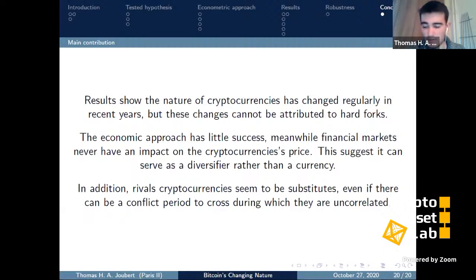The economic hypothesis is a little success, while the financial market has no success at all, which means that Bitcoin could be used as a diversifier rather than as a means of exchange. And finally, the cryptocurrencies that are issued from hard forks can have a period of conflict, but over time, as time passes, they can become substitutes. So what remains to be done by research is to find what provokes these changes, and it is not easy to answer this question.